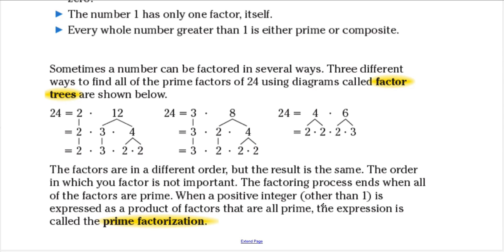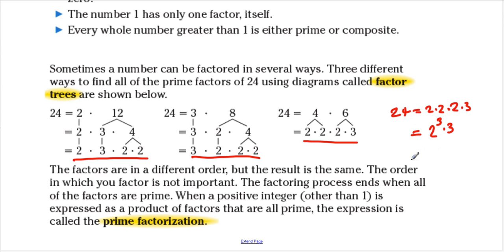When a positive integer other than 1 is expressed as a product of factors that are all prime, the expression is called prime factorization. If you follow that definition, this is the prime factorization of 24. They're all the same. So the prime factorization of 24 is 2 times 2 times 2 times 3. And if you want to use exponents, the prime factorization of 24 would be 2 to the third power times 3. Okay, moving on.